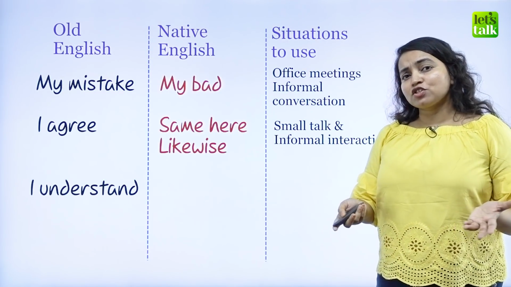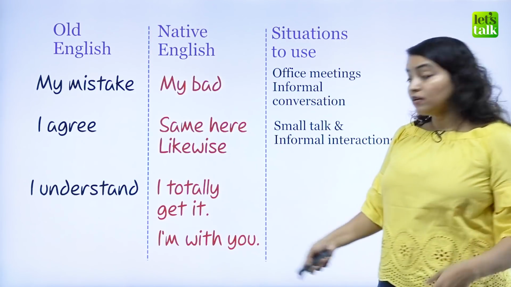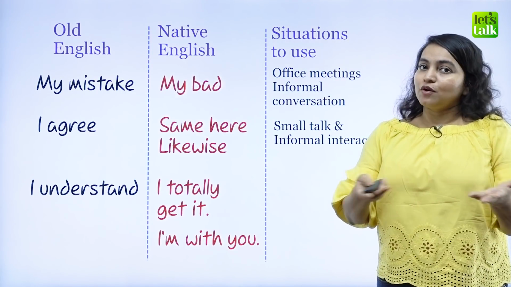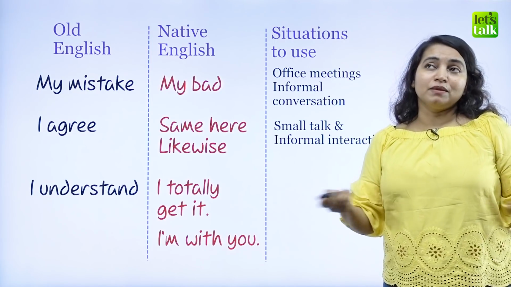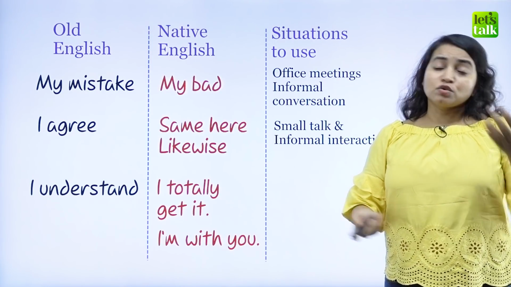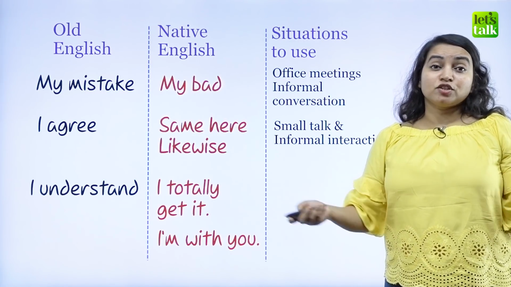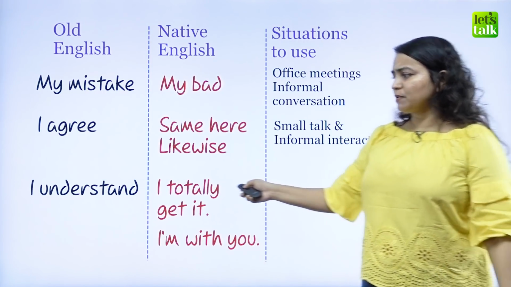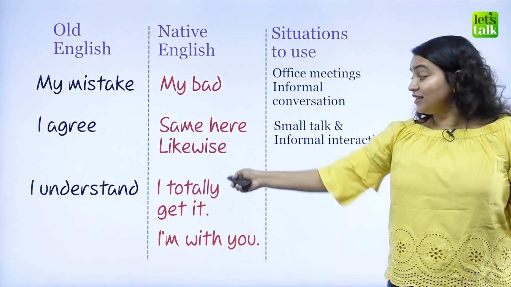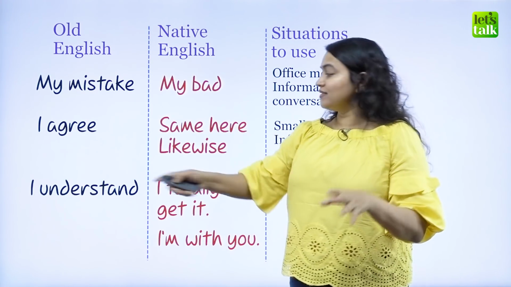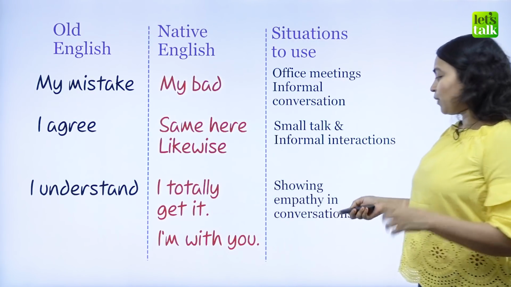But what is the native English way to say it? You could say, I totally get it. Or, I'm with you. So if you and I are having a conversation and I'm explaining a problem, I want to tell you that, look, it's so difficult for me to travel because I have to face so much traffic. You'll tell me, hey, Seema, I totally get it. Or, don't worry, I'm with you. I totally get it. So that's so much better than saying I understand, because it sounds a lot more native English.